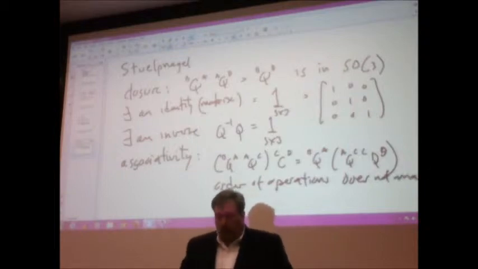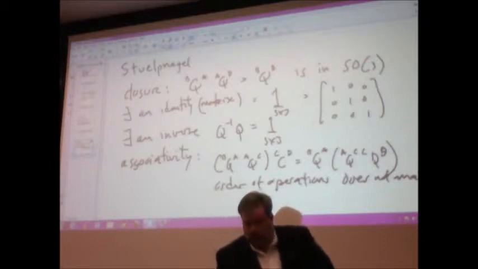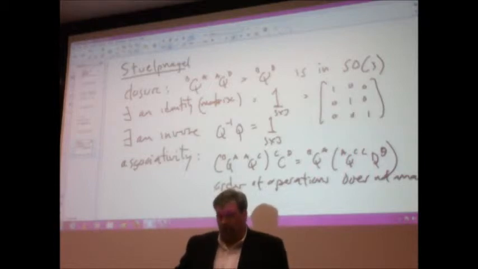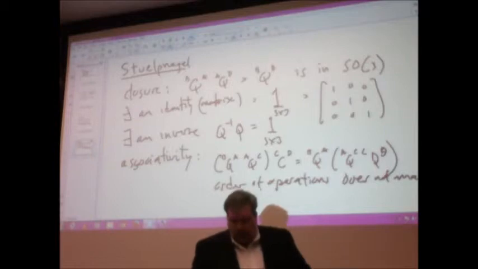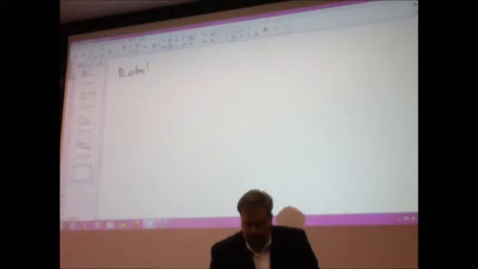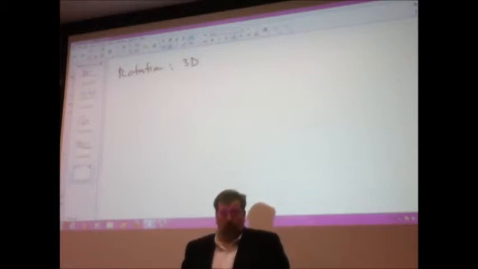So, order of operations doesn't matter. All right, so anyway, the Stolt-Nagel reading says a lot more. It also talks about how many parameters are necessary to fully describe rotation. We're going to talk about that next. We're going to talk about the fact that really rotation is a three-dimensional thing. And that's why the special orthogonal group of 3x3 matrices, SO3, has a 3 in it. It takes you 3 parameters to fully describe rotation.